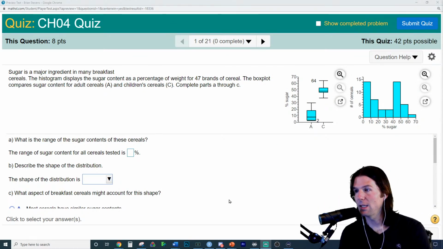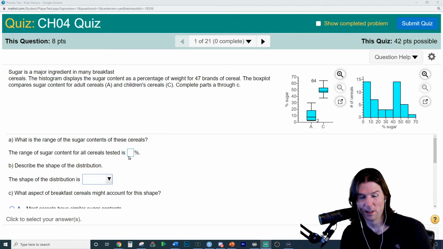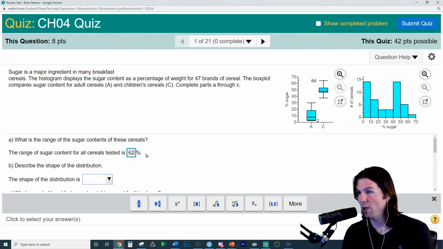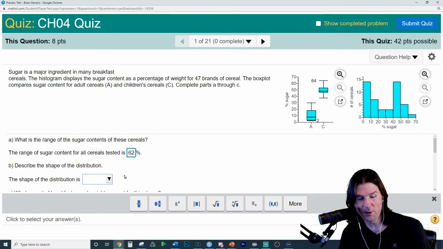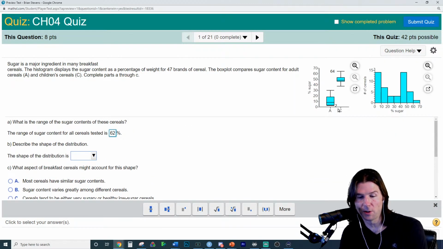What is the range of the data for cereals? When you do the range of the data, it's going to be the minimum to the maximum. You don't want to use the histogram right here because it doesn't give you the information. You might say it's 70, but the minimum number is 2 and the maximum number is 64, so this is going to be a range of 62. When we describe the shape of the distribution, I think it's talking about all the data here, not just one of the values.